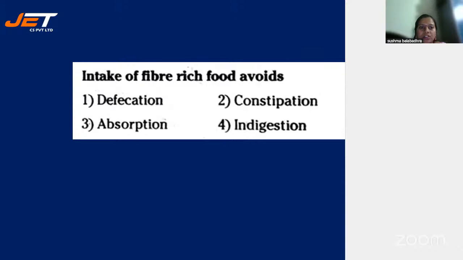And next question. Intake of fiber rich food avoids. Option 1, defecation. Option 2, constipation. Option 3, absorption. Option 4, indigestion. Which is the correct answer?